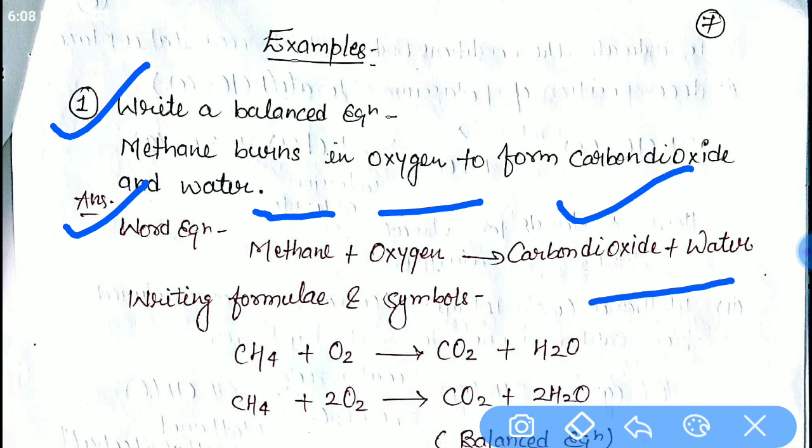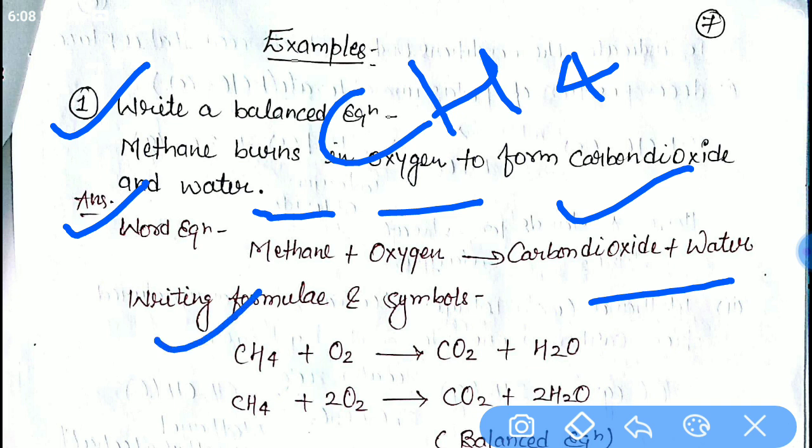To convert it to a chemical equation, we have to write the formulas and symbols of these terms. Now tell me, what is the formula of methane? Methane is known as CH4, where C is carbon and H is hydrogen. So write CH4, and the formula of oxygen is O2. This gives the reaction of methane and oxygen gives CO2, carbon dioxide, and water. H2O is the formula of water.